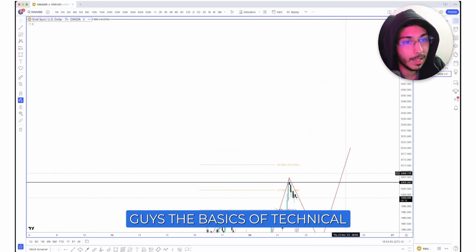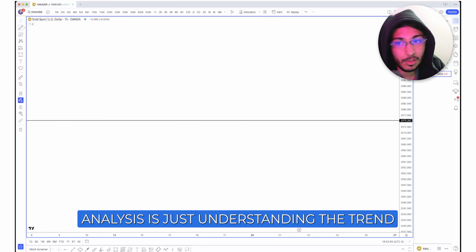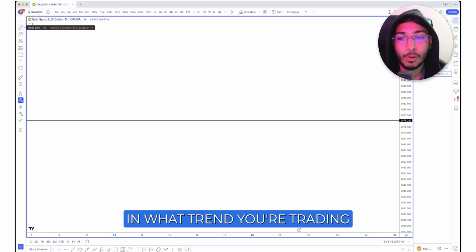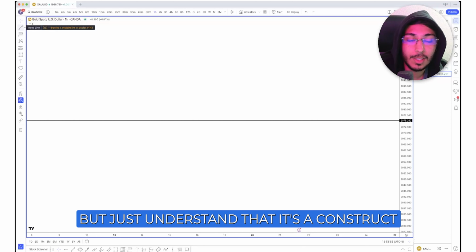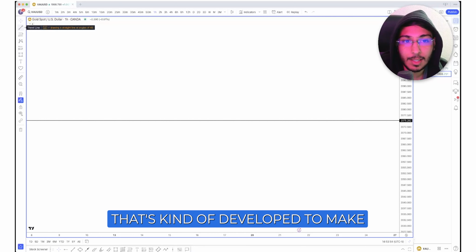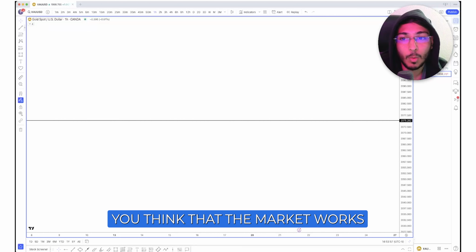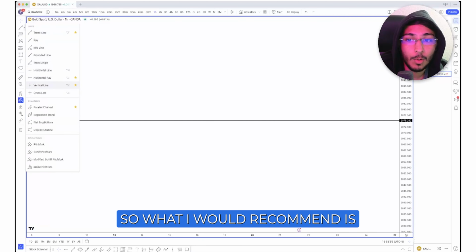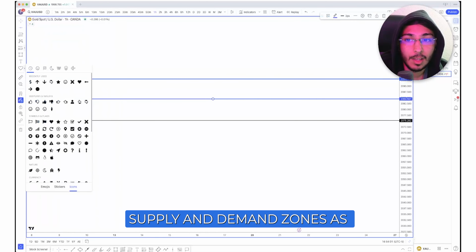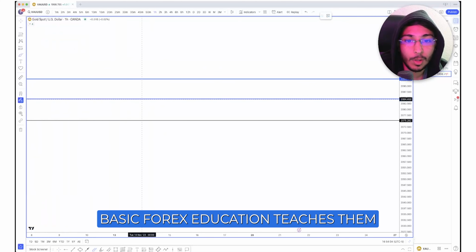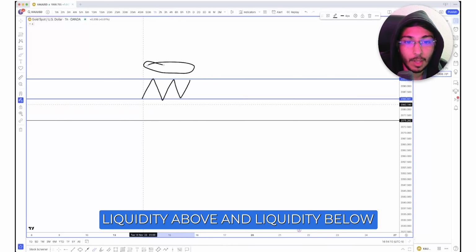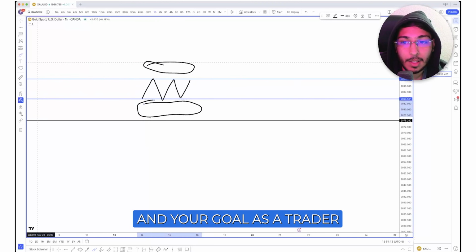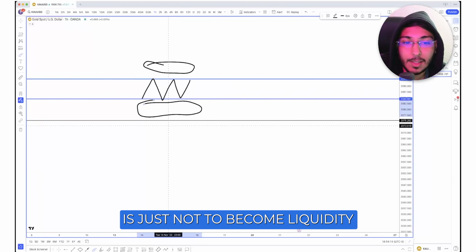But when it comes down to it, guys, the basics of technical analysis is just understanding the trend and what trend you're trading with, and supply and demand zones. You can use support and resistance, but just understand that it's a construct that's kind of developed to make you think that the market works a certain way when it doesn't. So what I would recommend is when it comes down to you seeing supply and demand zones as basic Forex education teaches them, look at these more so as liquidity zones. Liquidity above and liquidity below. And your goal as a trader is just not to become liquidity.